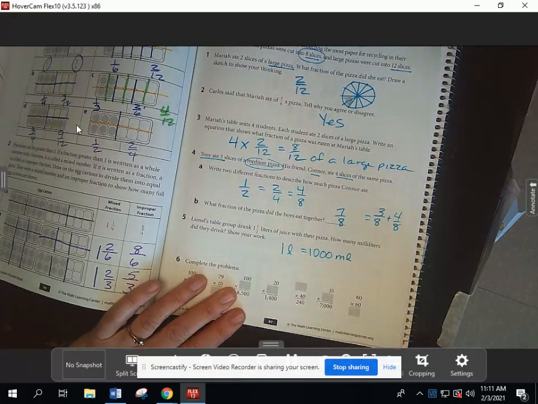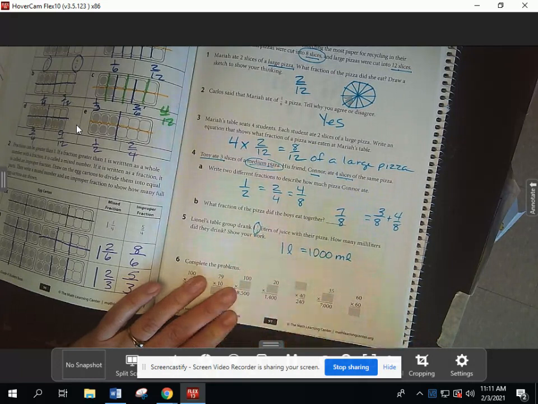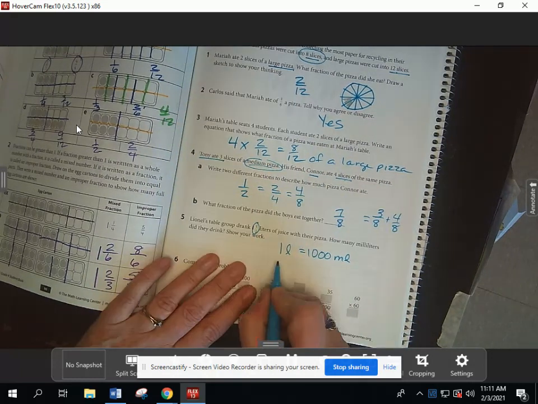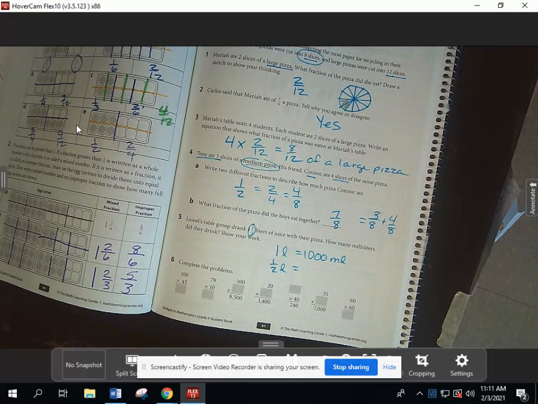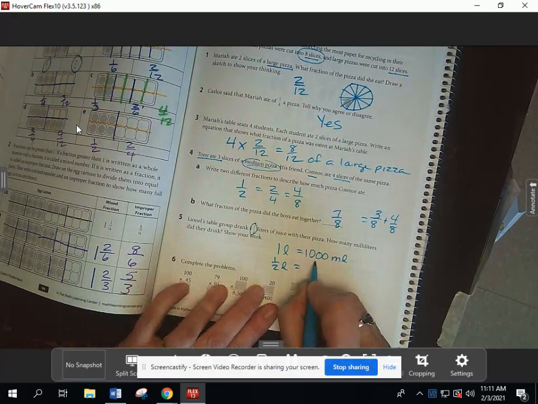Okay, but that's not what it's asked us here. Now I have to know what a 1/2 liter is. So 1/2 liter equals how much? How do we figure out a 1/2 liter? A whole liter is 1,000 milliliters. So what's a 1/2 liter? Millie says 500.